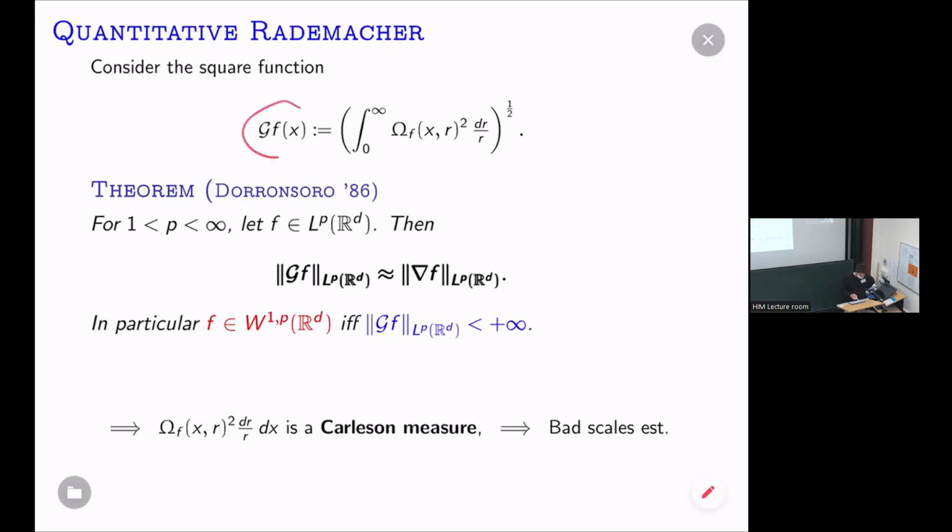So if we define this square function, we saw many square functions in this workshop, this is just another one, which is this Dini integral of this omega quantity we defined before.